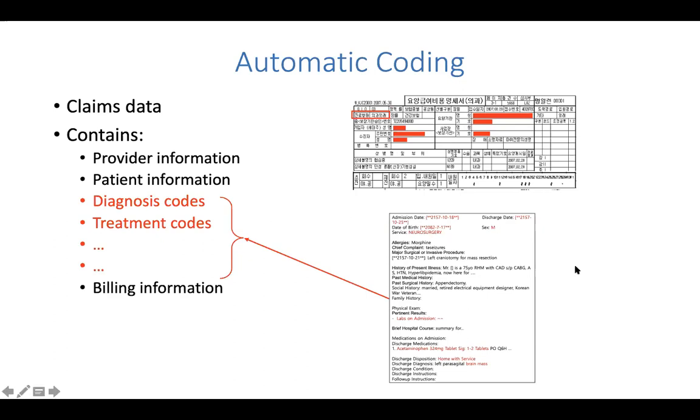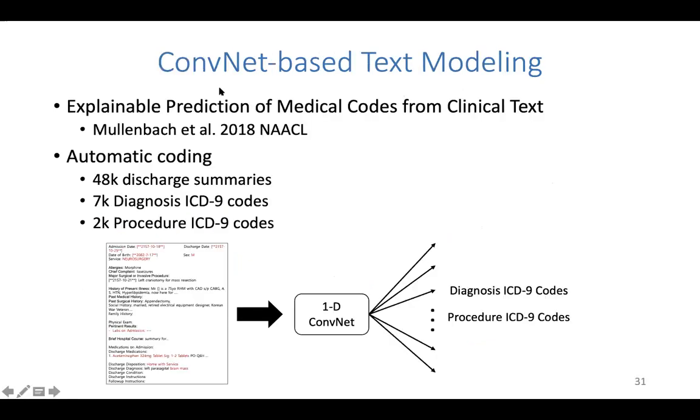Alright, so this is the story behind the automatic coding. So the first neural network, as far as I know, I don't know all the papers in the world. So as far as I know, the first neural network paper that tried to do this automatic coding was this paper, Explainable Prediction of Medical Codes from Clinical Text, which was a 2018 NAACL paper. So this is not that long time ago, actually.